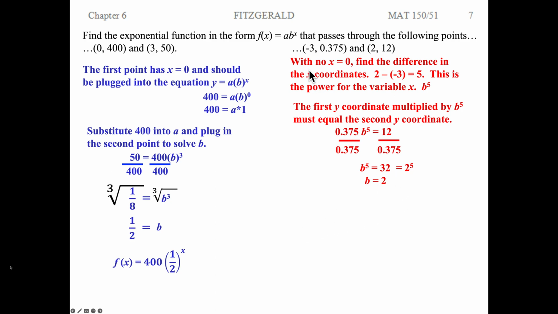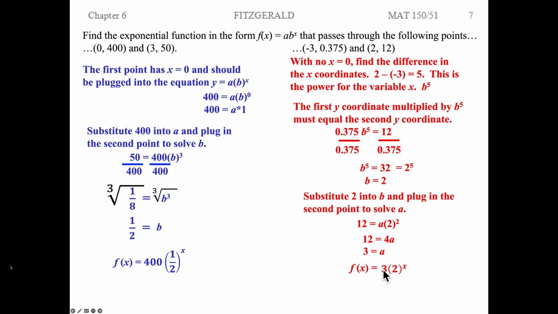So now that I have B, I still have to figure out what's that value for A. So we're going to plug in 2 for the base and plug in a point. I'm going to go with the second point because I don't want to work with negative x and I don't want to work with decimals. So I'm going to go with 2, 12. So 12 is my y coordinate equals A times base 2 raised to the power of 2 because that's my x. 2 squared is 4. So 4A equals 12. A is equal to 3. My function f of x is 3 times base 2 to the x power.